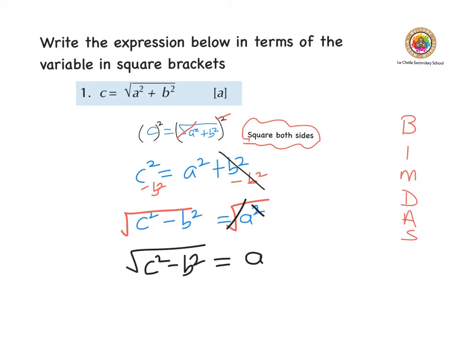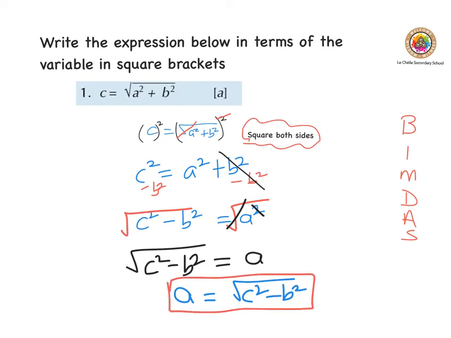Again, just for tidiness sake and because I'm used to it, I will flip those around, like a mirror, swap sides. And so I'm going to say a is equal to the square root of c squared minus b squared. Just note there, I haven't changed the order of anything. It's still c squared minus b squared, and it's still under the square root sign. All I've done is swap each side around. So that's our answer to that one.